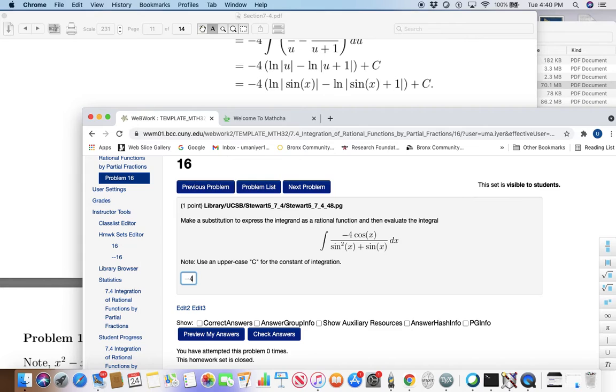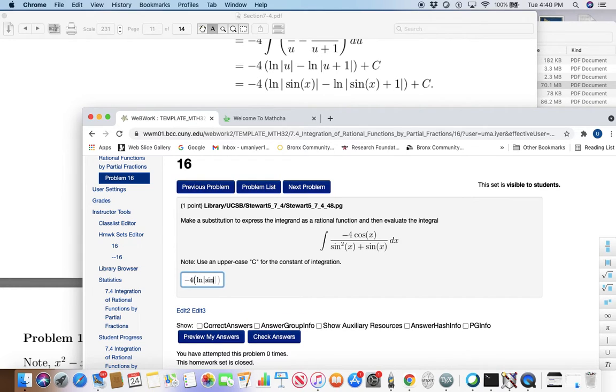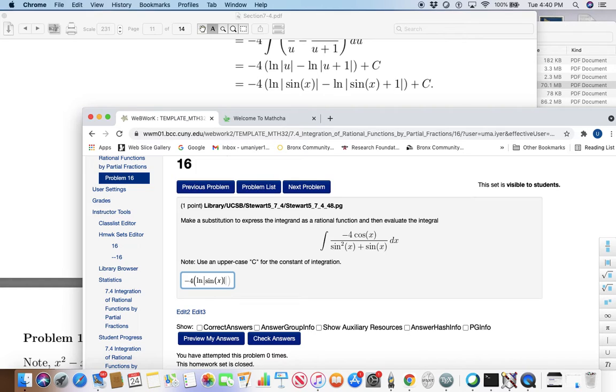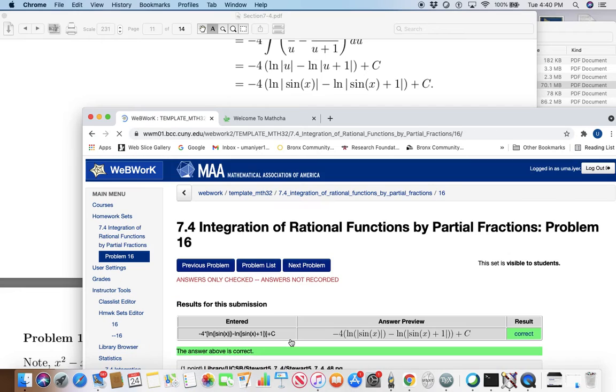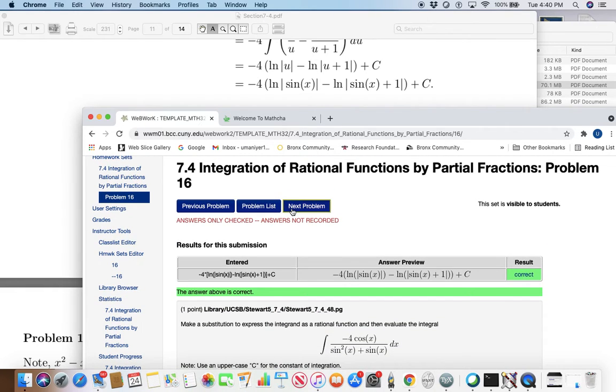Negative 4 parenthesis natural log absolute value sin of x minus natural log absolute value sin of x plus 1 absolute value close parenthesis plus constant of integration. Okay, very good. Next problem.